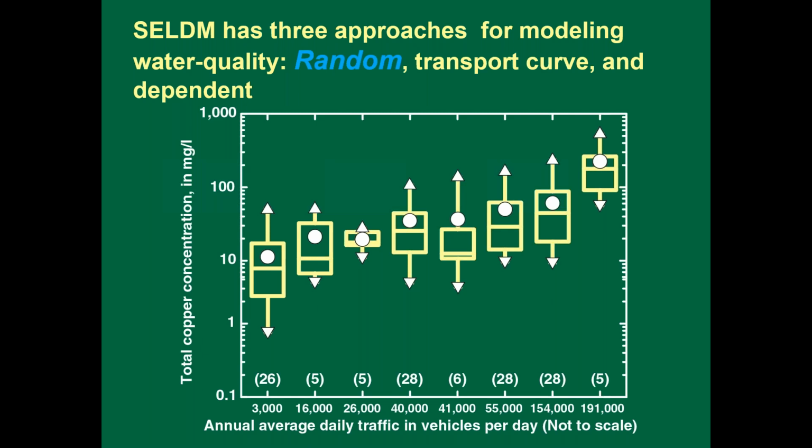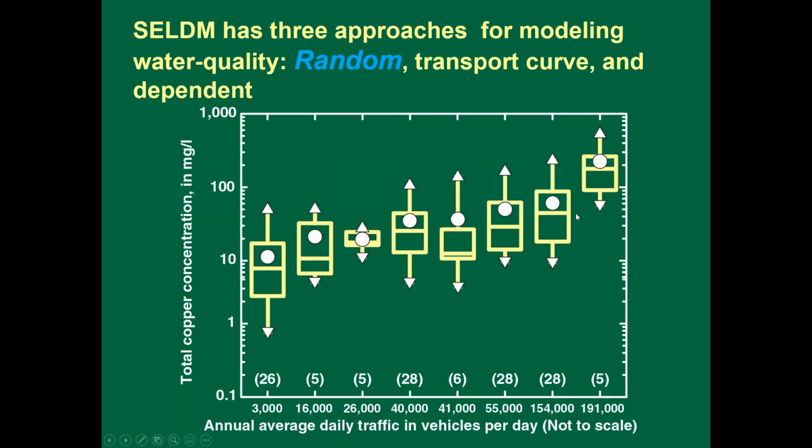So you can see that, at our minimum site, we have 26 samples at 3,000 vehicles per day. And we see that the average total copper concentration at that site was about 10 milligrams per liter. You can see there's kind of a general trend upward as we get higher and higher traffic, but it's not very marked.